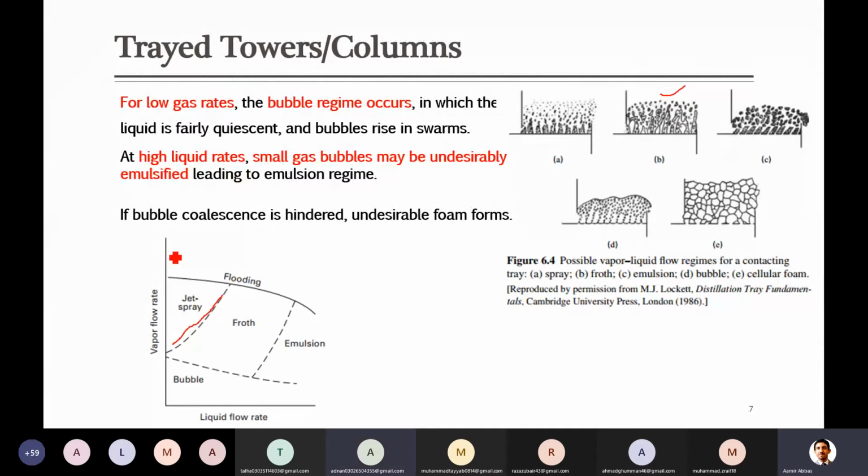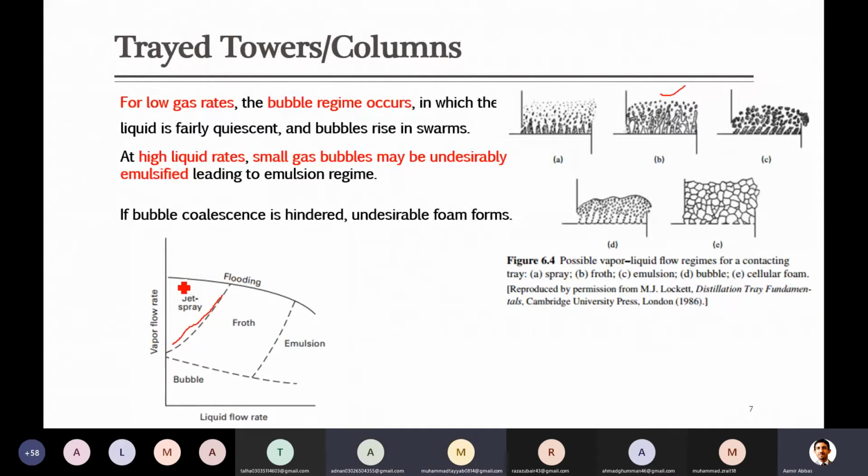Sir, please repeat your question kindly. I'm asking, did you study terminologies like weeping and flooding during distillation? Sir, weeping we have studied. Weeping is when the vapor flow rate is too low and the liquid is high on the plate, then the liquid starts going down from the holes. The purpose of the holes was that gas has to pass up, but the liquid starts flowing down, so it is called weeping. Okay, and flooding? So no idea about flooding.